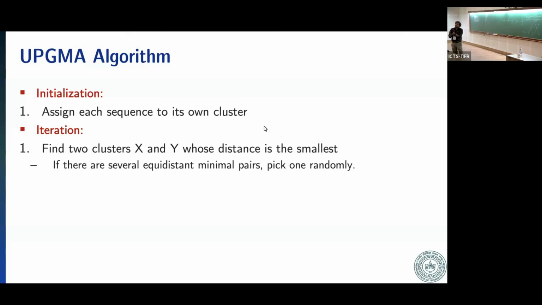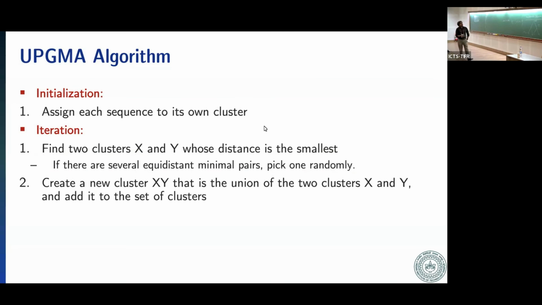The distance matrix is already given to you, that you have already computed. Okay, so it's just a matrix. Let's say you have 10 sequences. It's a 10 by 10 matrix. And you are just looking at the matrix, finding which entry is the smallest. That is already corresponding to two sequences, right? One on the column, one on the row. So if there are several equidistant pairs, you can pick one randomly. Fine.